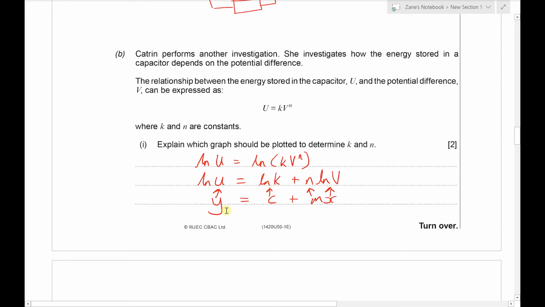This is enough. We could write down a sentence here that says plot log U on the y-axis and log V on the x-axis, but this sort of linking of y's and x's to log U and log V is fine for the examiners.